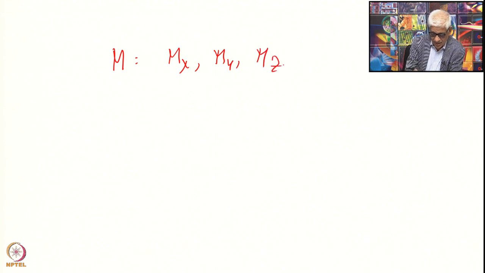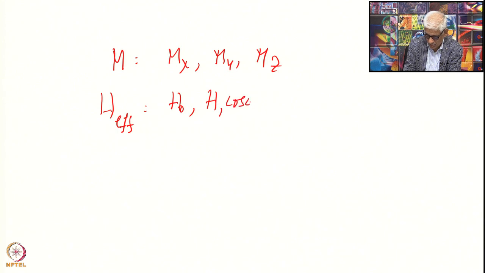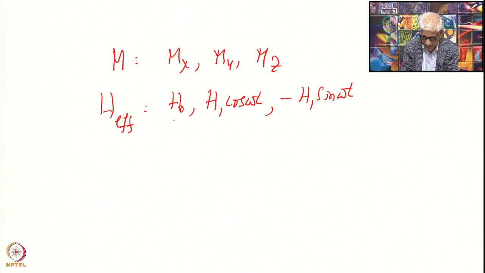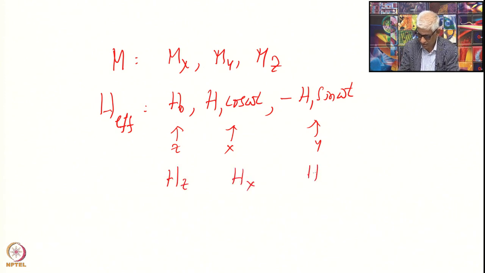So, the m vector has the components mx, my, mz, and the H effective is H0, then H1 cosine omega t and minus H1 sine omega t. Now, notice here this H0 is along the z axis, and mx, my, mz are in a different order. This is along z, this is along x, this is along y: Hx, Hy. I wrote here Hz, Hx and Hy. So, let me write again down here Hz, Hx, Hy.